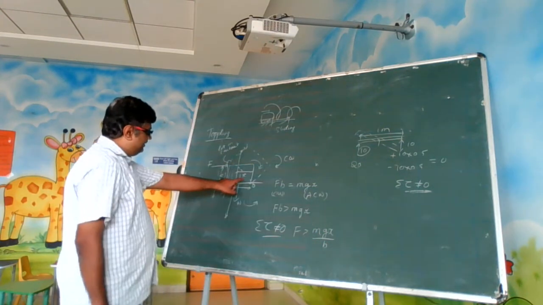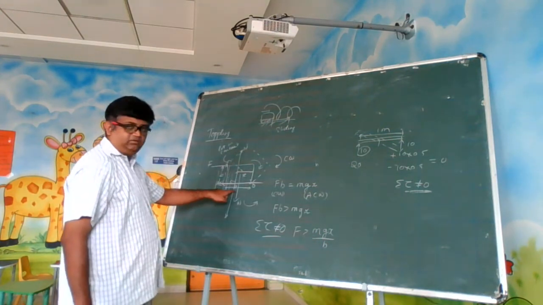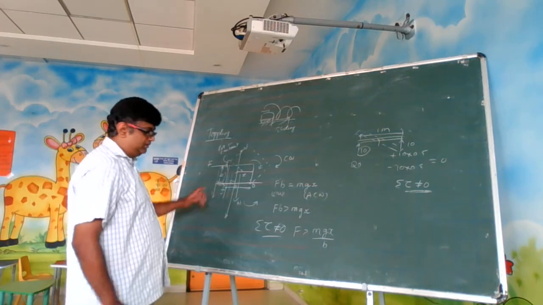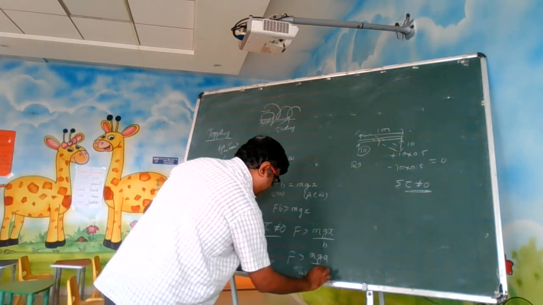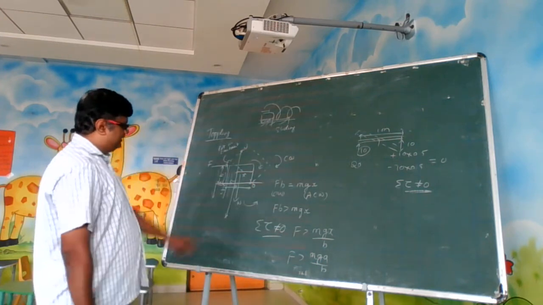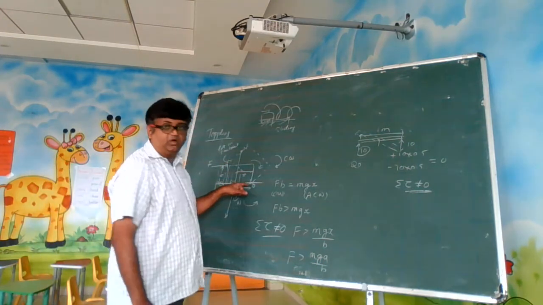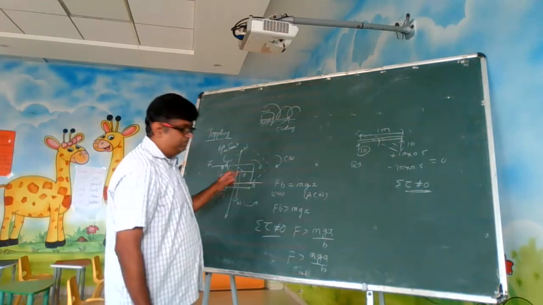What is the maximum value of x? It can be a only, no? x can be maximum a only. So when F is more than mga by b, what will happen? The block will be toppled about this point.